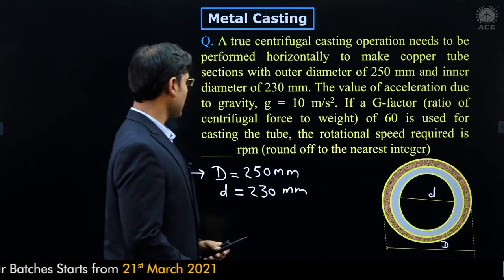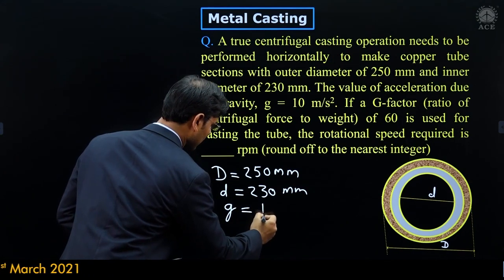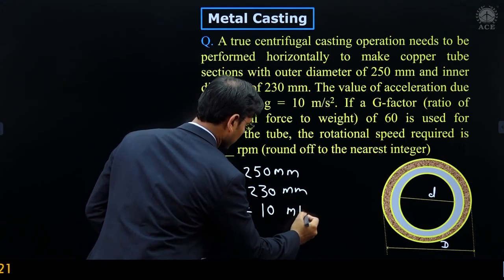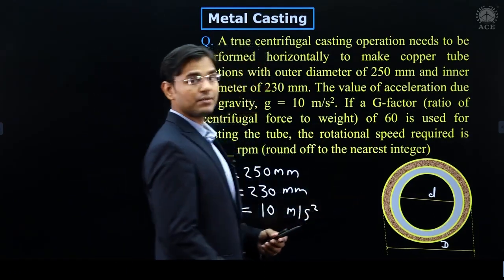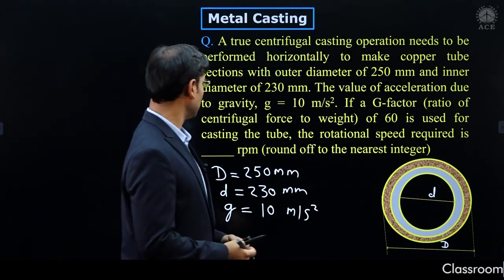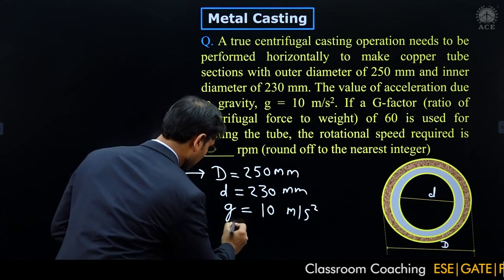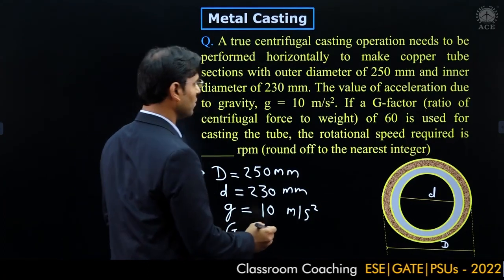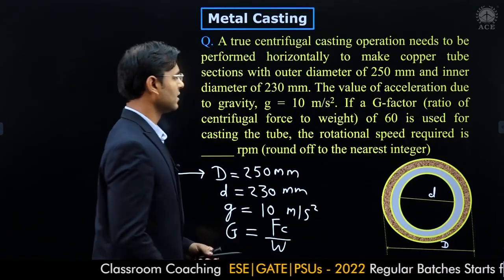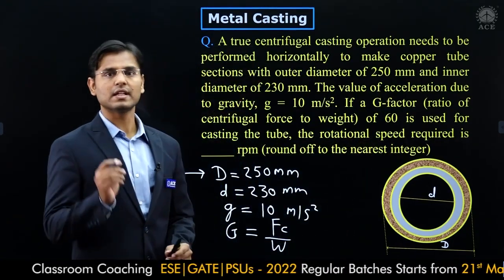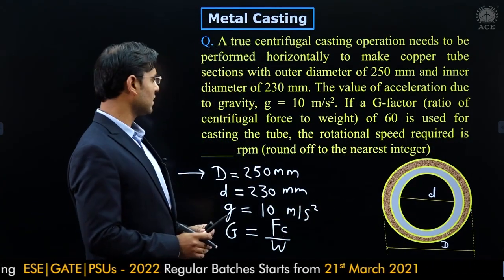The value of acceleration due to gravity g is given. Now please concentrate, g is given, that is 10 meter per second square. Here g is not 9.81. Full stop. If g factor, capital G, is the ratio of centrifugal force to weight, very good thing they have given the formula. Then I am writing here the capital G, the ratio of centrifugal force to the weight, is given as 60. Means here the value of G factor is given and that is 60. It is used for casting the tube.